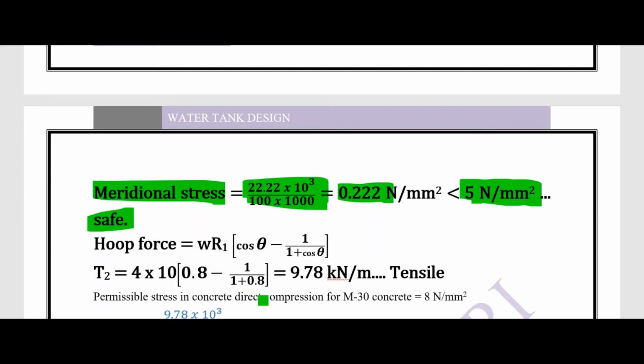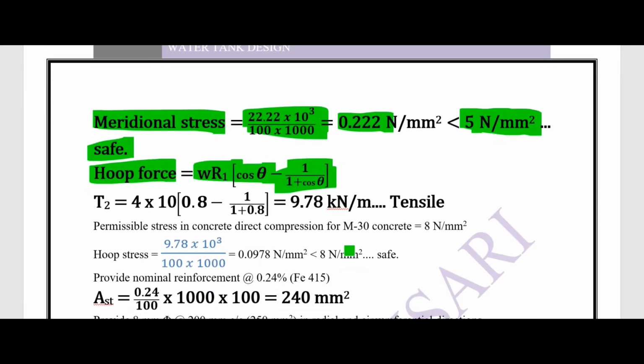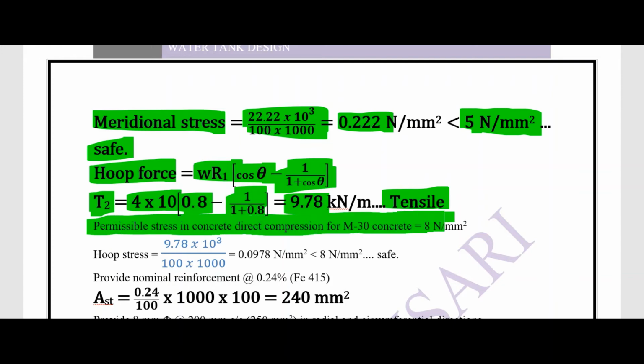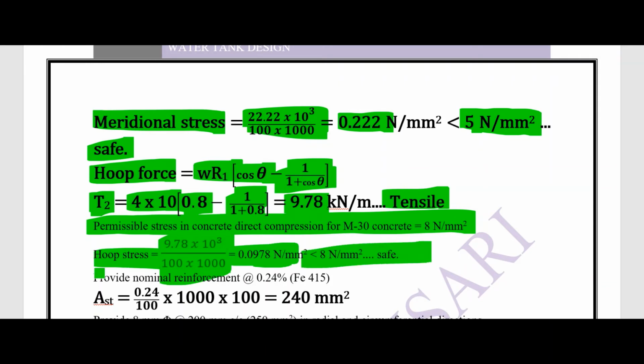Now we are going to calculate the hoop force: W R1 (cos theta minus 1 over (1 plus cos theta)). So T2 is 4 into 10 into (0.8 minus 1 divided by 1 plus 0.8), so 9.86. So here it is tensile. Now remember the permissible stress in concrete in direct tension is 8. So the hoop stress is 0.0096, less than 8. So provide nominal reinforcement of 0.24%.